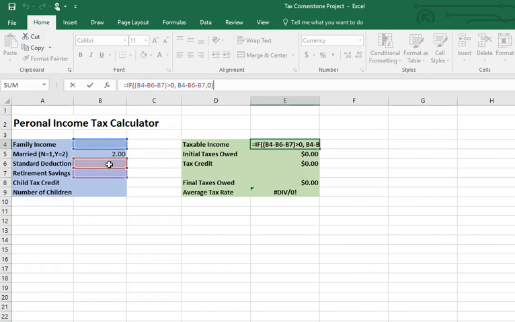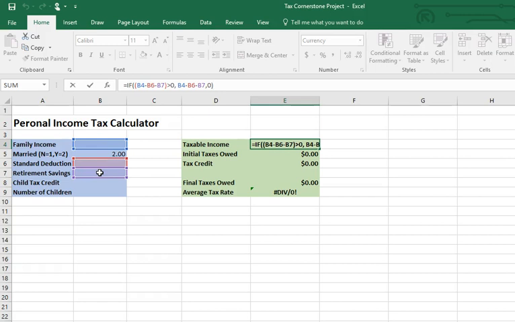If you get a deduction, that means you don't have to pay taxes on it. It doesn't get counted as part of your income for the purposes of filing your taxes. So you have your gross family income, which was B4, minus your standard deduction, minus any retirement savings that you do, because if you put money into a 401k or a 403b or a traditional IRA, then if you meet the right income requirements, you could get a tax deduction on that.